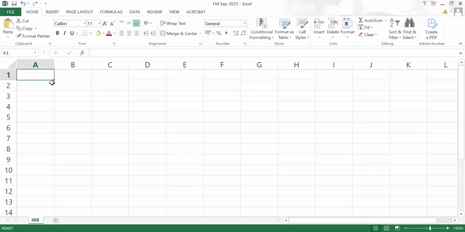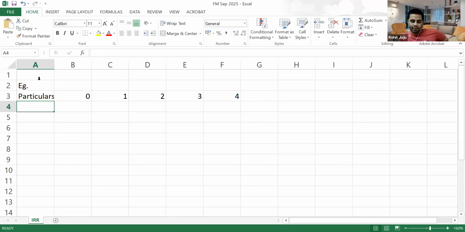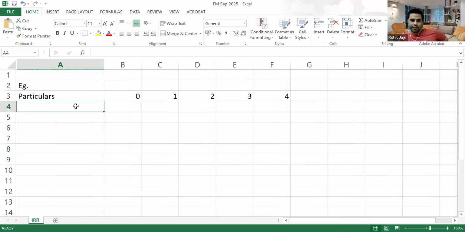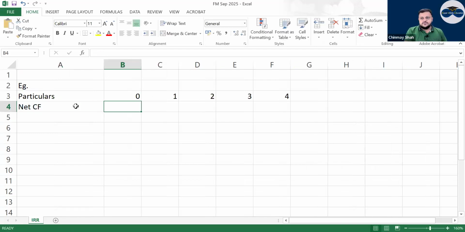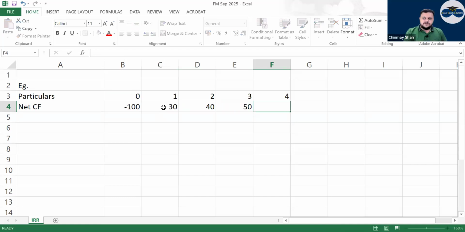Yes, sir. Have a look at the same example that we have taken there. Help me with the cash flows we have taken right now. It is for 4 years only, right? Net cash flow: year 0, how much is the inflow or outflow? 100. Minus 100, correct? Then 30, 40, 50, 25. Everybody there with me?